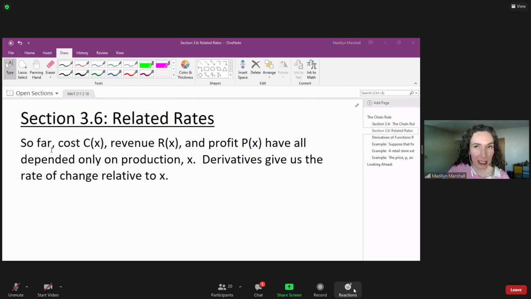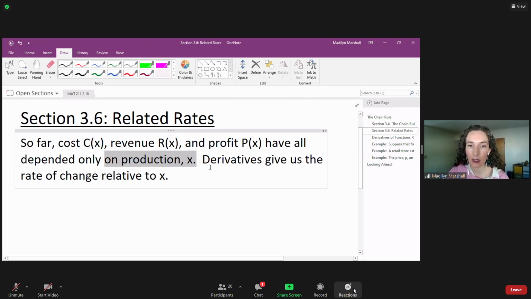So far in this class, cost, revenue, and profit, C of x, R of x, and P of x, have all depended only on production, which is x. And so derivatives give us the rate of change relative to x. So for example, when we are finding marginal cost, we find the derivative of cost, which tells us the change in cost per unit that we are producing, which is great and helpful.